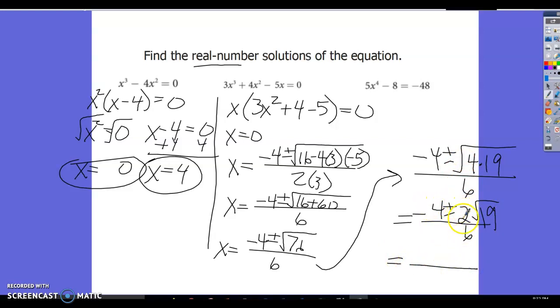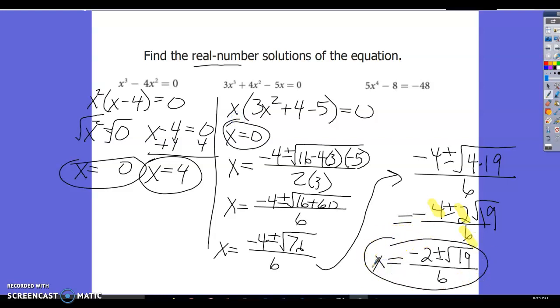And these reduce. All three of these have a common term. So they all reduce by 2. So it's going to be negative 2 plus or minus square root of 19 over 6. So you've got one solution of 0, and then two solutions there that are not perfect squares. But our video, we're running out of time, so I'll finish the others on the next video.